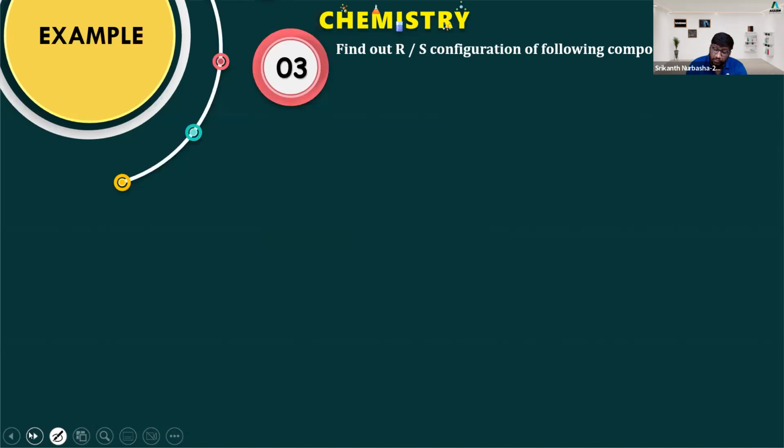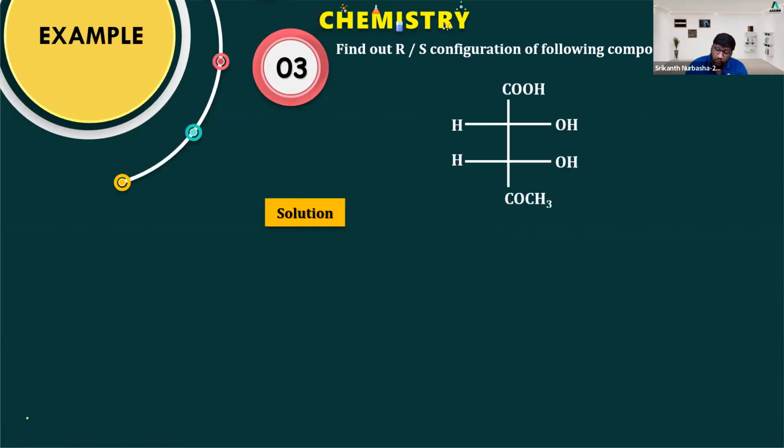Now, how many chiral centers are there in this compound? Is this carbon a chiral carbon or not? OH, H, COOH, and the rest: it is a chiral center. This carbon has OH, H, CO and CH3, all different. So these two chiral centers are there. What is the configuration at this carbon and this carbon? If you give IUPAC numbering, it is 1, 2, 3, 4, 5. So on the second and third positions you have to give the configuration because they are chiral.